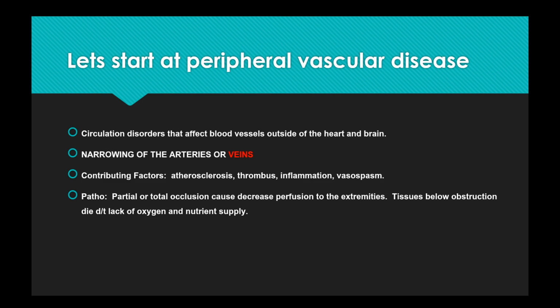It's caused by narrowing of the arteries or veins due to atherosclerosis, thrombus itself, inflammation, vasospasms, fat emboli, other things of that nature. So it'll cause a partial or total occlusion, which will essentially just cause decreased perfusion to the extremity, causing eventual necrosis. The tissue below the obstruction dies due to lack of oxygen and nutrient supply. So we call it ischemia.